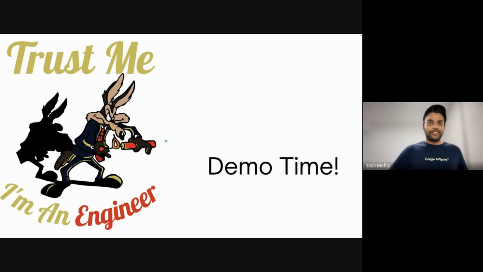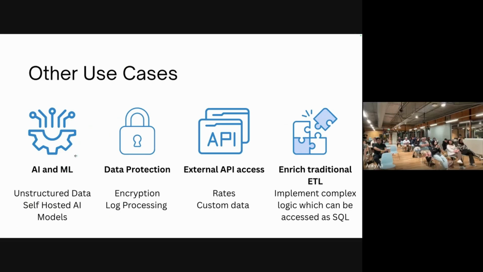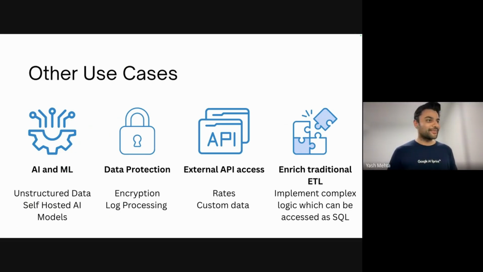But remote functions are not just for this. There are some other use cases as well. First one, AI and ML. Finally, I'm talking about AI. Everyone's excited. You could use unstructured data on BigQuery and then have a remote function that can process unstructured data, because you can use Python, Java, JavaScript, any kind of library to do all of this processing. You could call self-hosted AI models from BigQuery.